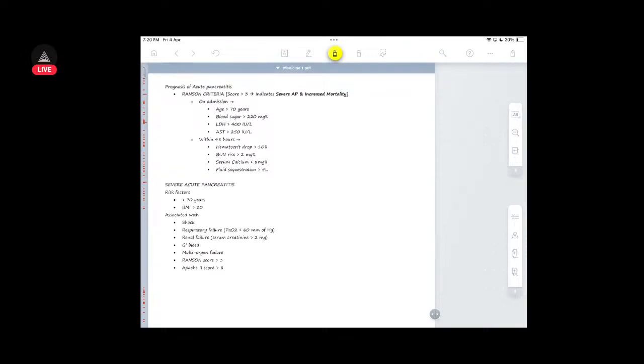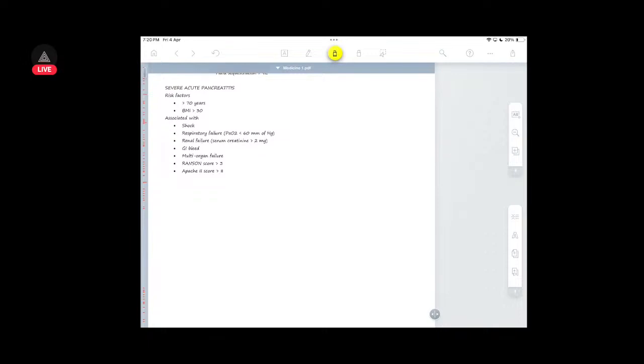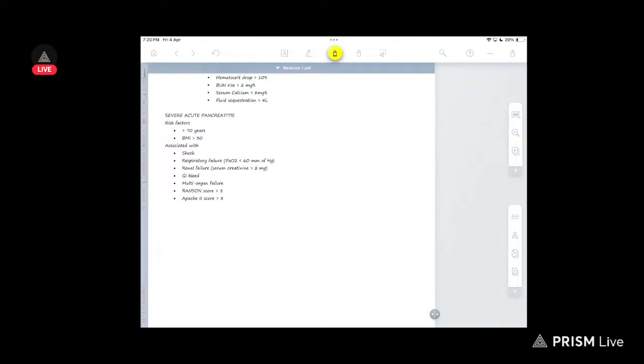So severe acute pancreatitis risk factors: it is common in those more than 70 years, BMI is more than 30. It is associated with shock, respiratory failure, renal failure, GI bleeding, multi-organ failure. Ranson score is more than 3, and APACHE II score is more than 8. This is for severe acute pancreatitis.